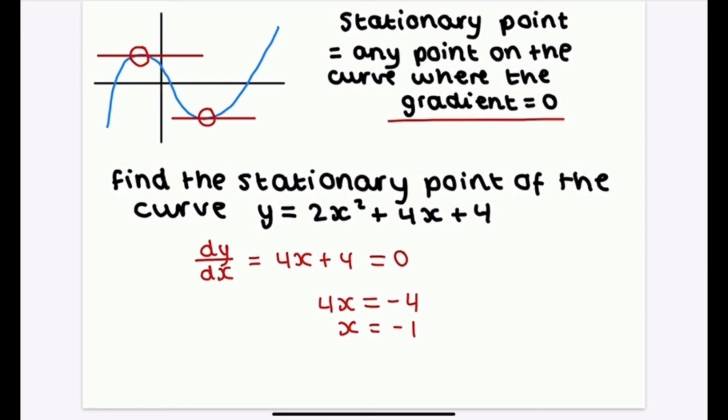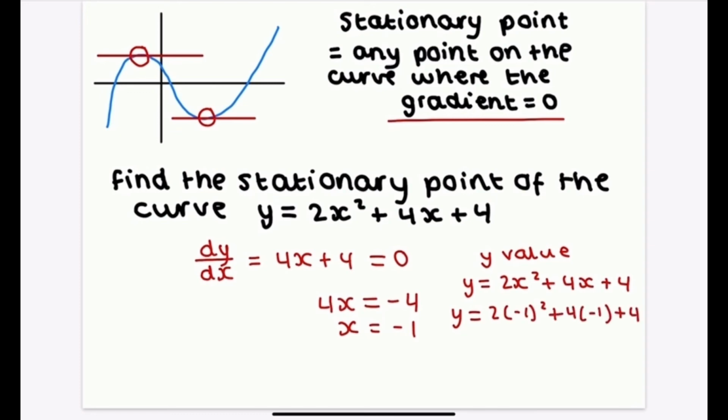We now need to find the y coordinate for this stationary point. So to do this, we need to substitute the x value back into the original curve equation. So we need to sub it back into 2x squared plus 4x plus 4. This equals 2, and so the final coordinate of the stationary point is going to be -1, 2. And that is your answer.